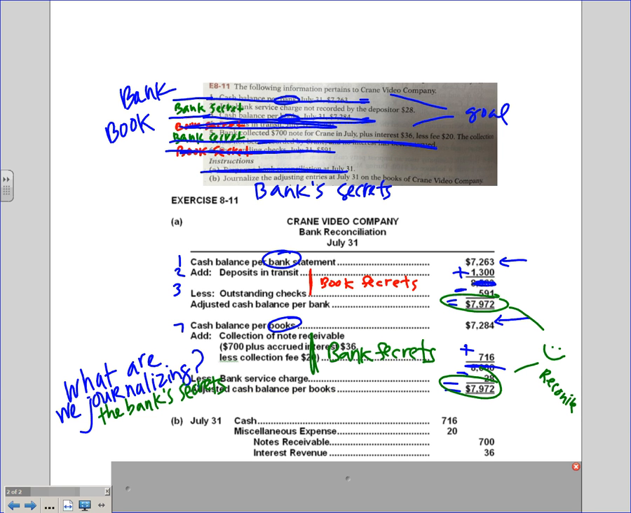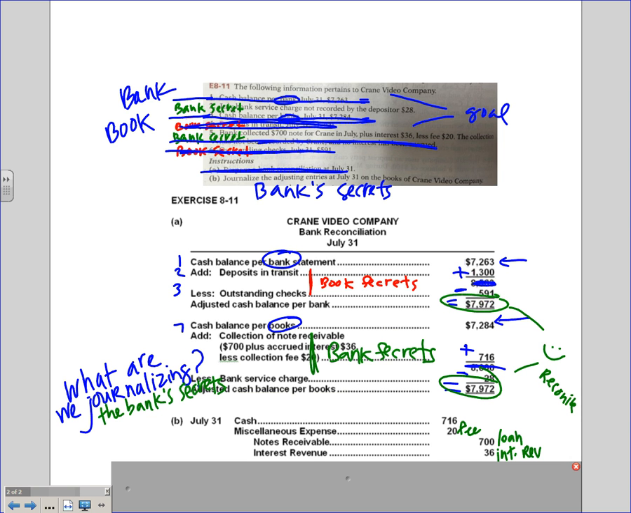April will be done in about 3-4 minutes. It's exactly what you just saw in my little example. The original loan was $700. We earned interest revenue of $36. Why didn't we get $736? Why did we only get $716 in cash? That's what showed up.